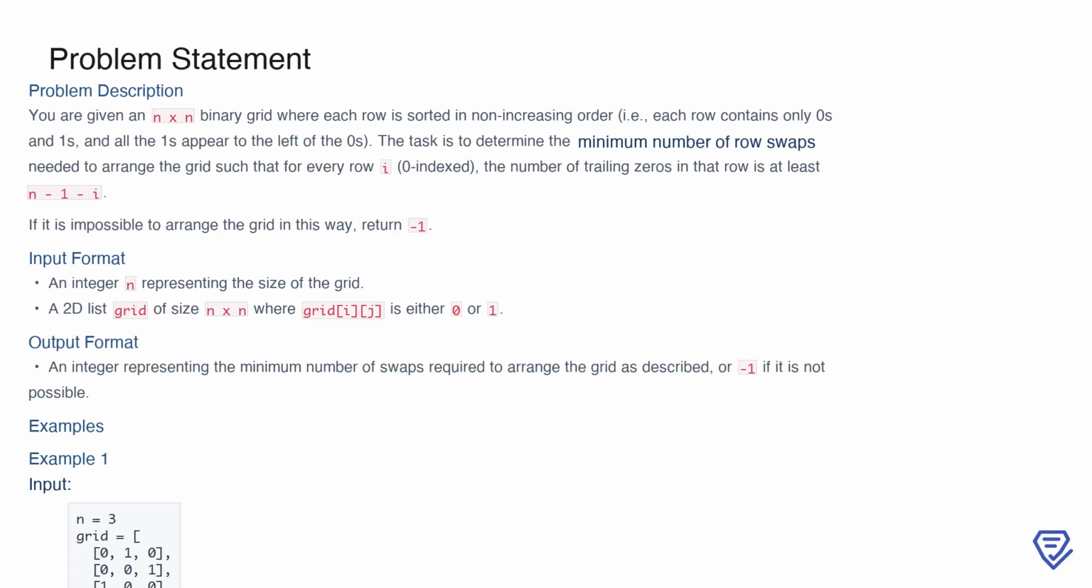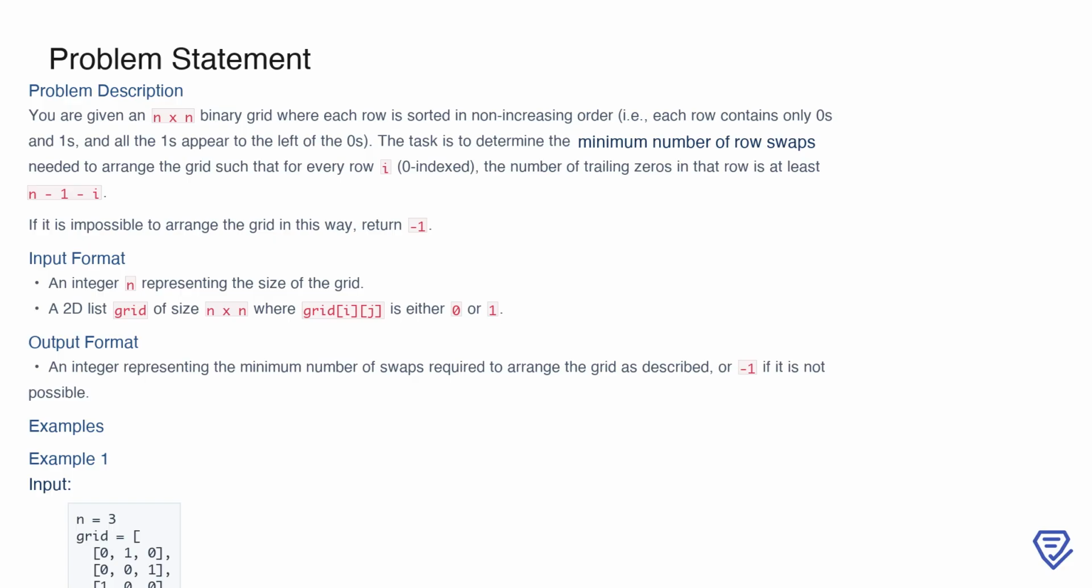In this problem, you are given an n×n binary grid. Each row in the grid is sorted in non-increasing order, meaning all the ones in a row appear before any zeros. The goal is to determine the minimum number of swaps needed to rearrange the rows in the grid so that a specific condition is satisfied.